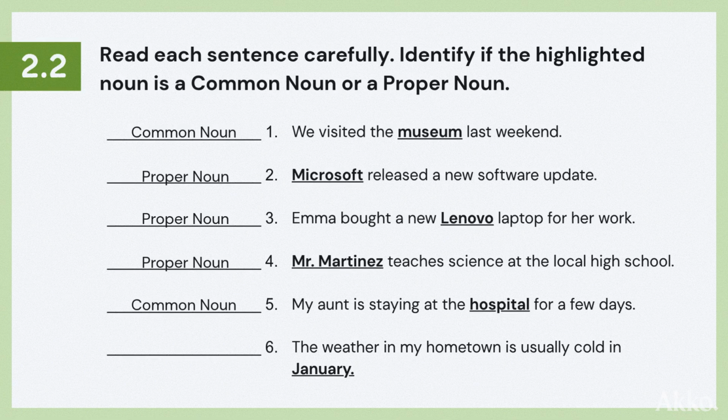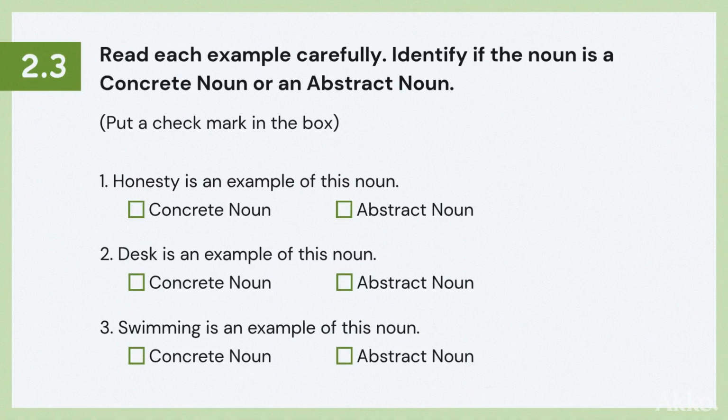Last number 6. The weather in my hometown is usually cold in January. January is highlighted. It's a specific name of a month, so this is a proper noun. Let's move directly to the third exercise. Let's read each example carefully and identify if the noun is a concrete noun or abstract noun.